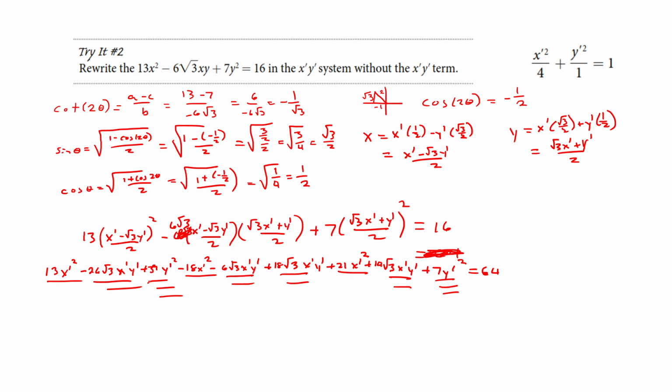If you combine the like terms, the rotated pieces drop out, just like we would expect. And what we're going to be left with is 16x prime squared plus 64y prime squared equals 64. Now this ellipse has to be equal to 1 in standard form, so we're going to divide through by 64, and we get x prime squared over 4 plus y prime squared over 1 equals 1. And that's what we were trying to create.